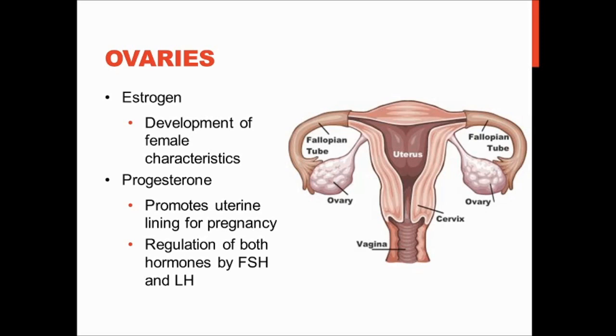Progesterone and estrogen are both regulated by follicle-stimulating hormone and luteinizing hormone. Follicle-stimulating hormone also plays a part in male endocrine reproduction, but it's not quite as complex as female endocrine reproduction.